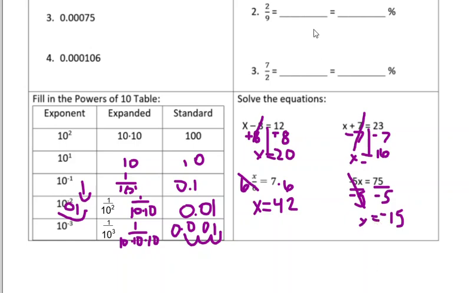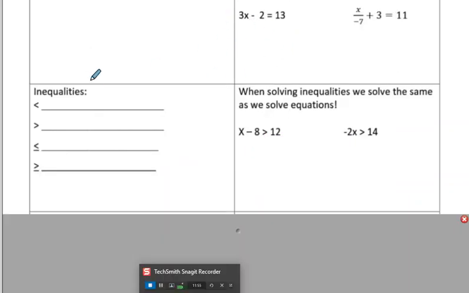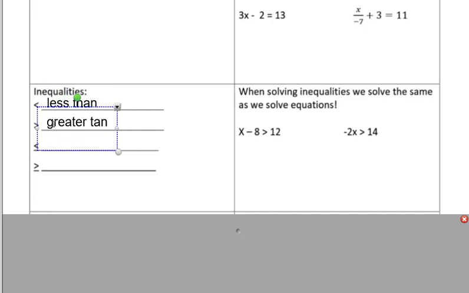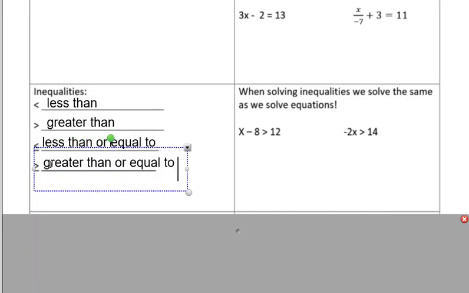Okay, go ahead and pause the video and work on the next section on equations right below. Okay, after you've gotten this check, we're going to go to the inequalities. So the inequality symbols, as a refresher, you've got your less than symbol, your greater than symbol, your less than or equal to, because it has the line underneath it, and your greater than or equal to.